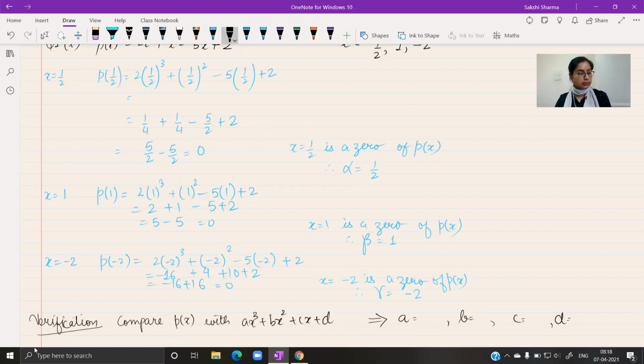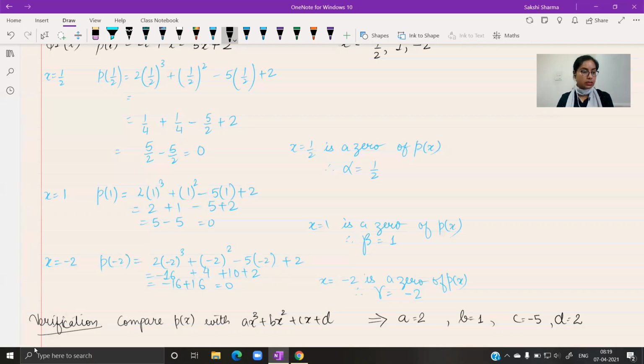The leading coefficient is 2. Coefficient of x square, 1. Coefficient of x, minus 5. And the constant is plus 2. Right?